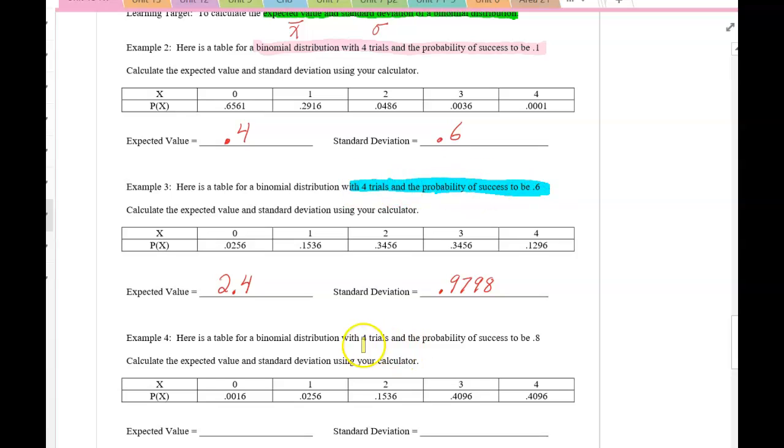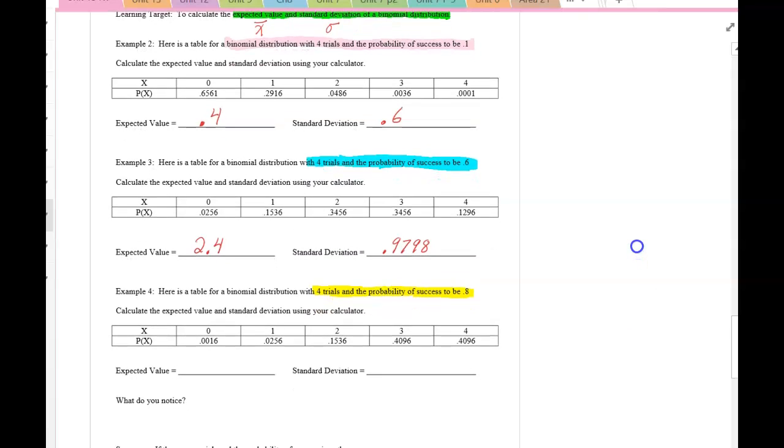And then if we repeat this one more time, 4 trials, probability of success is 0.8. And I'm shrinking down the screen so everything is on one page. You're going to see that you get 3.2 and 0.8. Now the goal of this was to figure out, is there a pattern between the binomial distribution, number of trials and success, and the expected value. So let's recap and look at problem number 2.